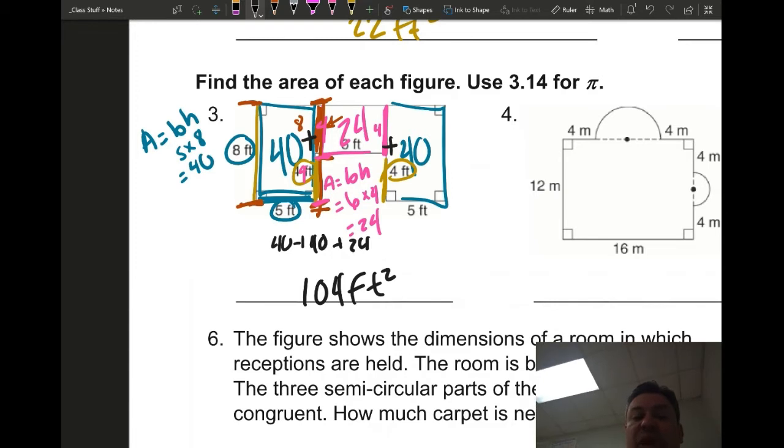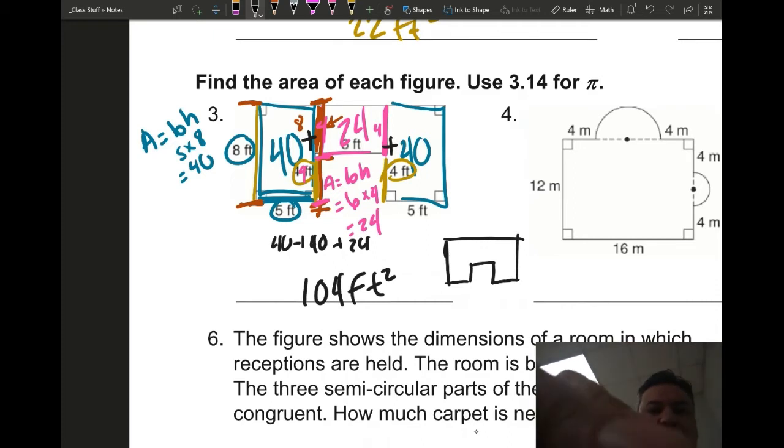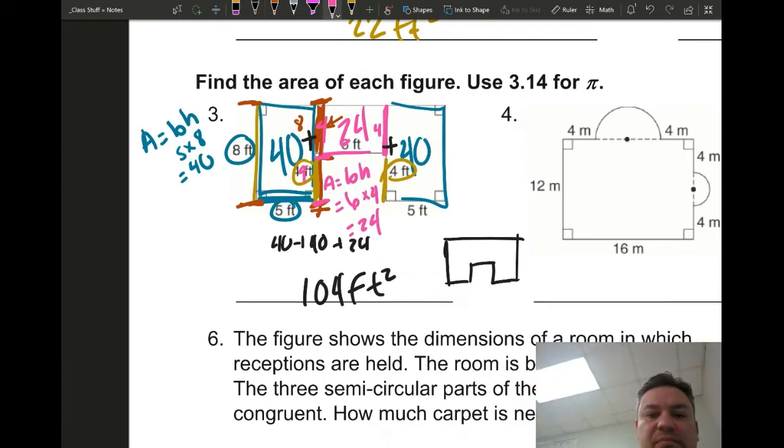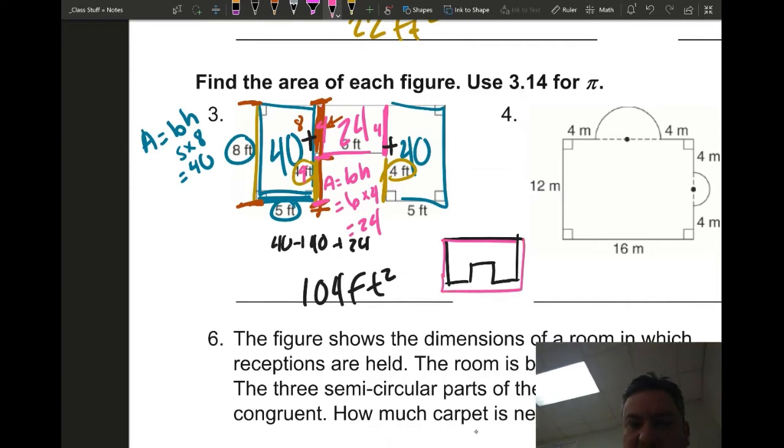Now there's a different way that you can do this. I'm gonna just kind of redraw it right here and show you something. If you look at that one, that was the same shape. If you find the area for this whole thing right there, this is 8, and the bottom is gonna be 5 plus 6 plus 5. So this is 16. So you can find the area for the whole thing.